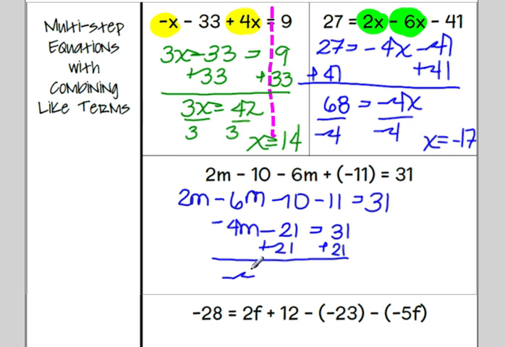So negative 4m equals, so negative 4m equals 52. So we would divide by negative 4. So m would equal negative 13.